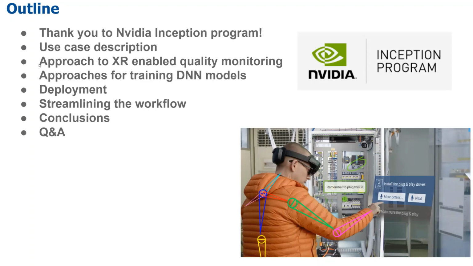Next, we'll describe the approach that we are taking for leveraging XR and AI for quality monitoring. We'll then present detailed results on training and evaluation of the deep neural network models. We'll also cover deployment to HoloLens and Jetson Nano, followed by a discussion of the streamlined end-to-end workflow enabled by HyperMock, our software product. Finally, we'll present our conclusions and answer any questions.